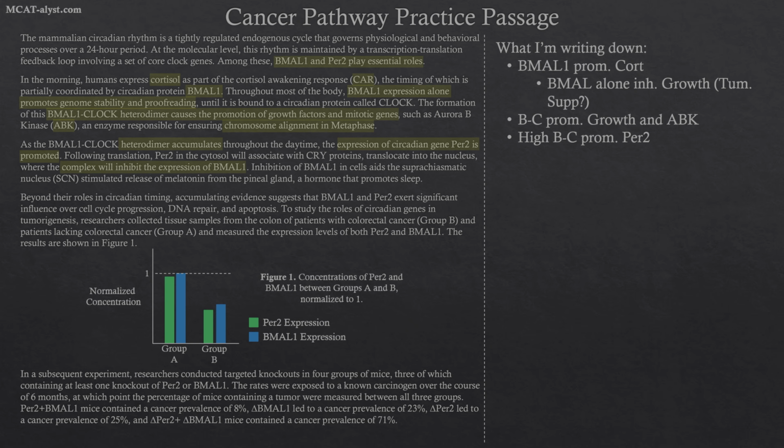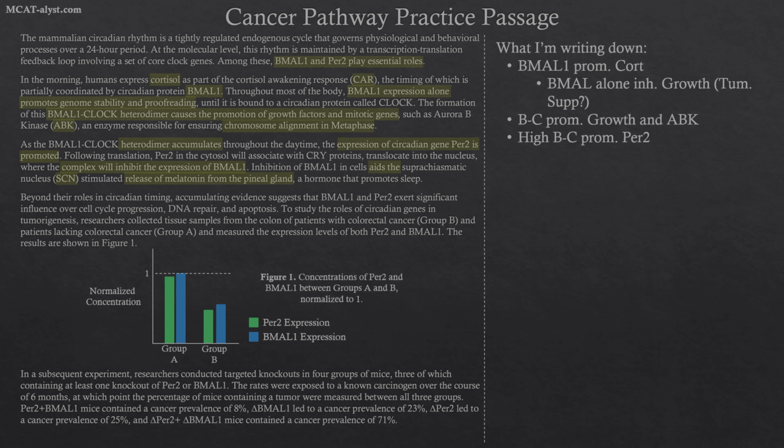Inhibition of BMAL1 in cells aids the SCN, whatever this thing is, stimulated release of melatonin from the pineal gland, a hormone that promotes sleep. You do need to know kind of what melatonin is, what type of hormone it is, what releases it, as well as what it does. That's one of those things that you do need to know.